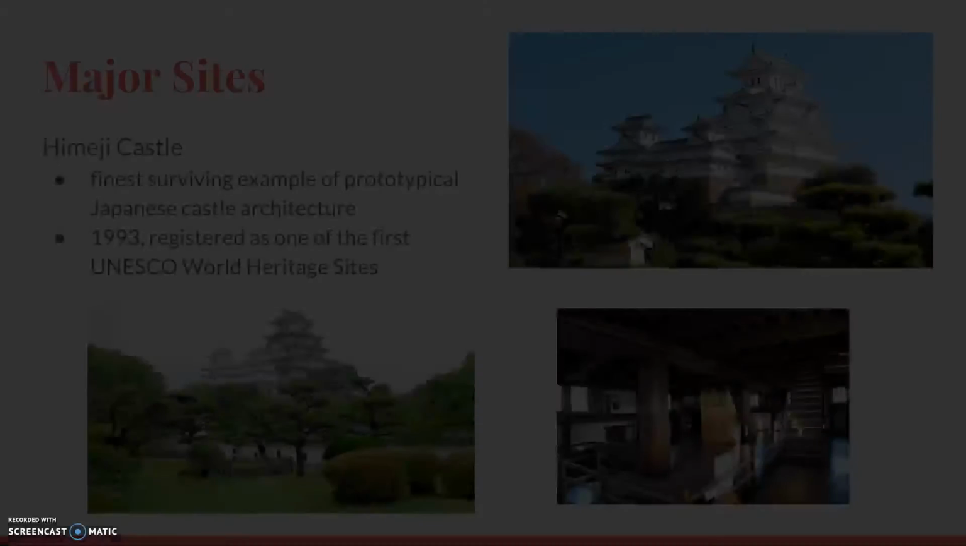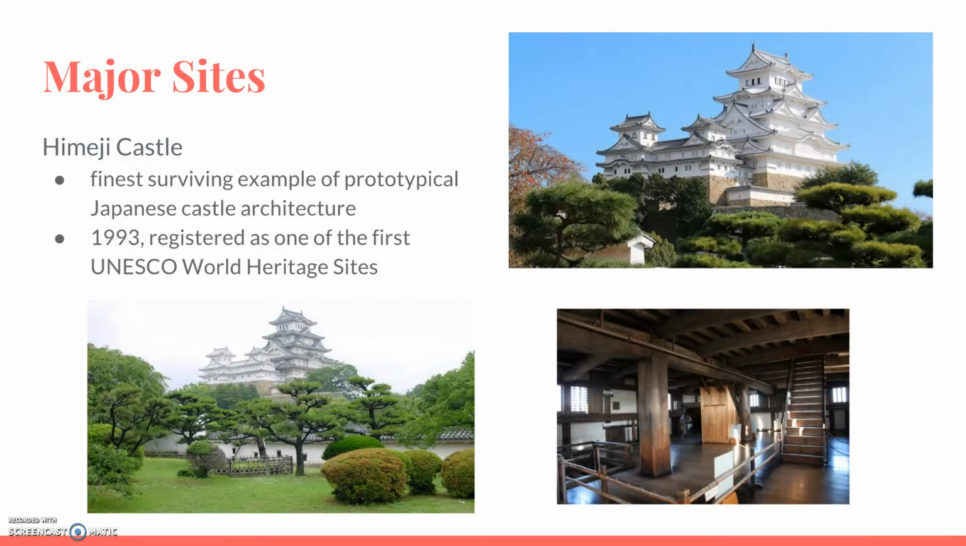Finally, we have the Himeji Castle, a hilltop castle complex built in the 17th century, which is a UNESCO World Heritage Center. It is also regarded as the finest surviving example of prototypical Japanese castle architecture. And finally, we leave you with some images that depict the beauty of Japan.